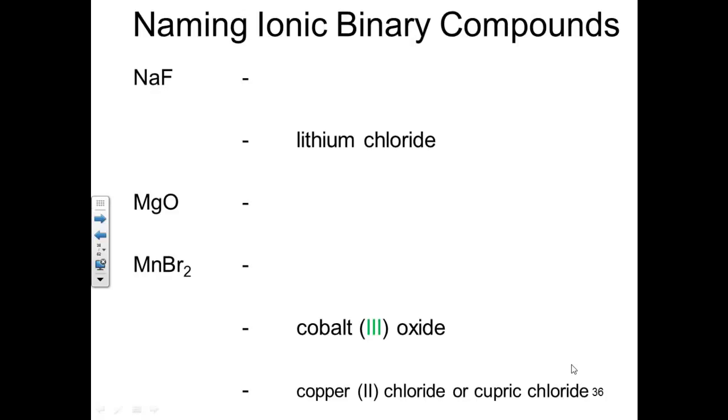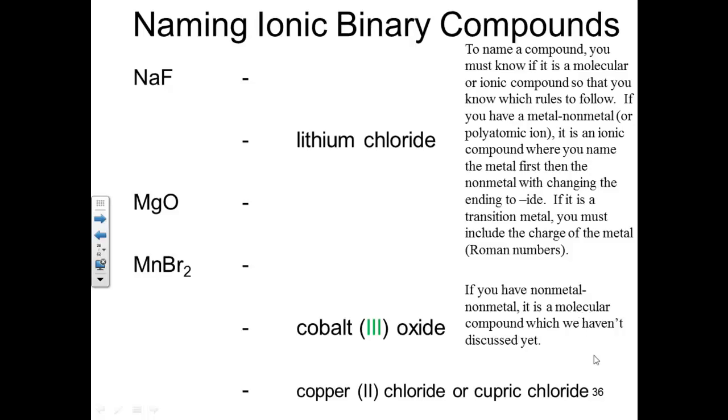Let's do some examples of naming some ionic binary compounds. This is binary, meaning two species. To name a compound, you must know if it is a molecular or ionic compound so that you know which rules to follow. If you have a metal, nonmetal, or polyatomic ion, it is an ionic compound where you name the metal first, then the nonmetal, changing the ending to -ide. If it is a transition metal, you must include the charge of the metal in Roman numerals.